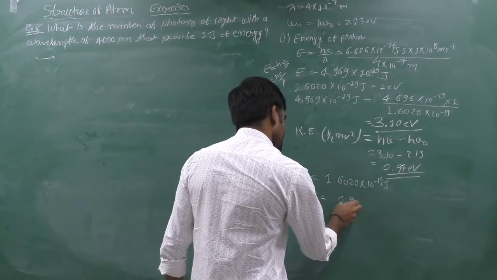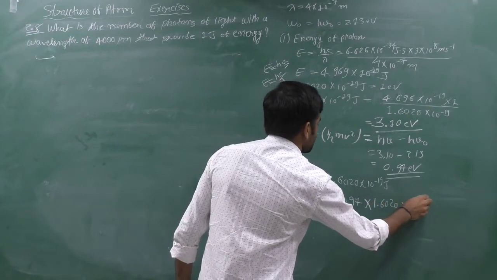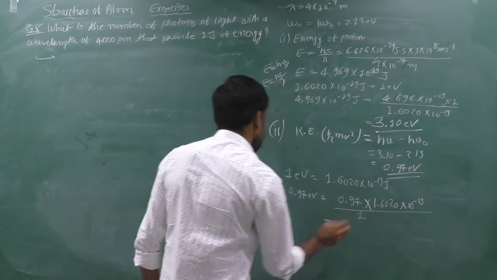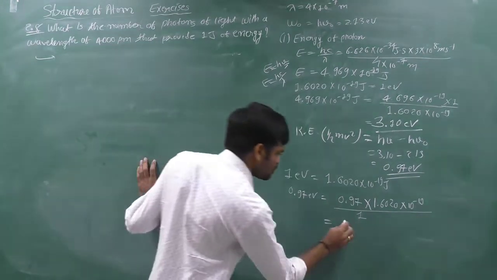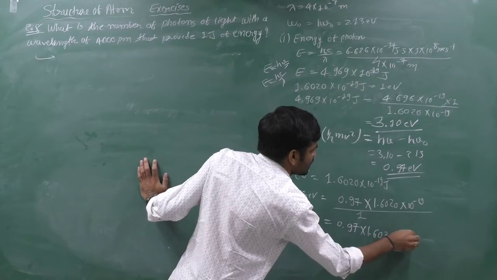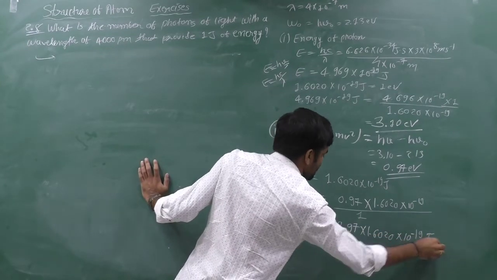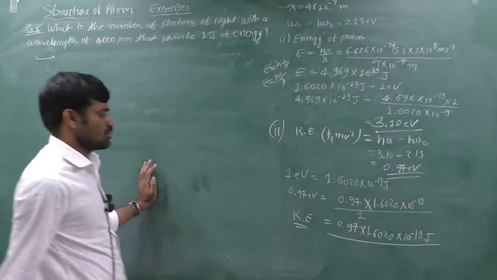It is equal to 0.97 cross 1.6020 into 10 raised to minus 19 by 1. It is equal to near about 0.97. આપણે એમનો આન્સર રાખી દઈએ 0.97 into 1.6020 into 10 raised to minus 19 joule. જ્યાં કાઇનેટિક એનર્જીની જરૂર પડશે, રિક્વાયરમેન્ટ પડશે, અહીં આપણે આ જ આન્સર છાપી દેશું.